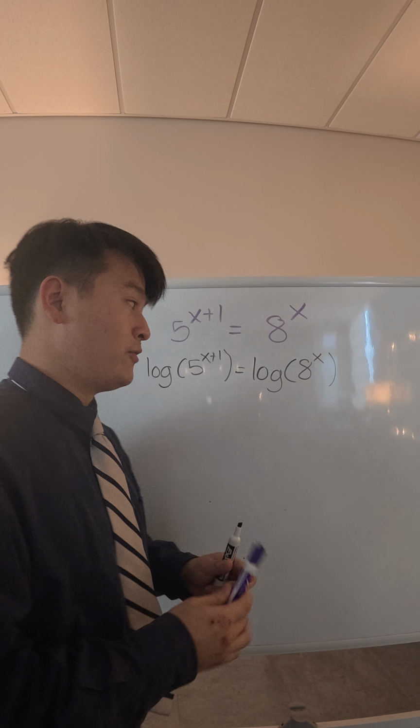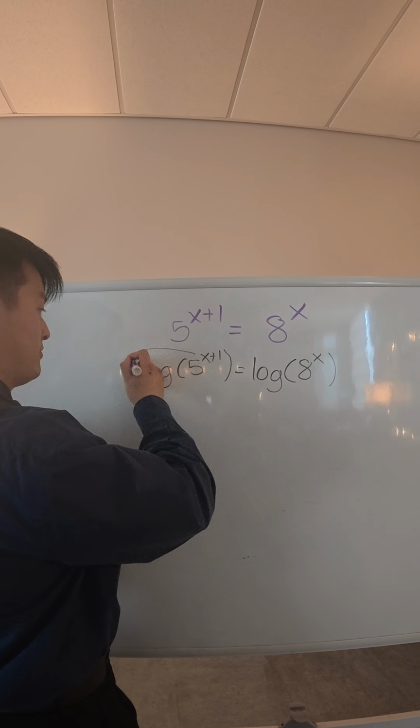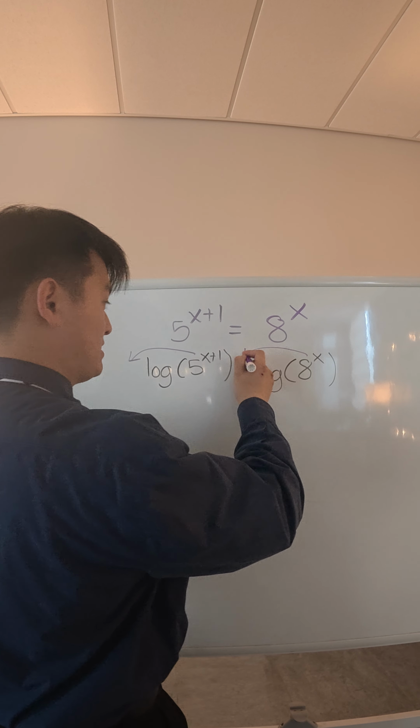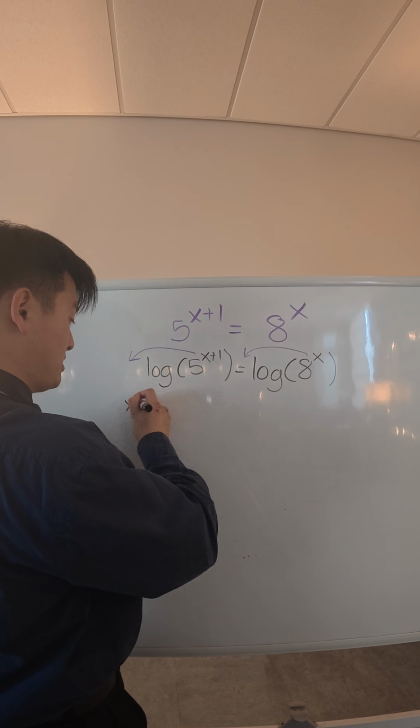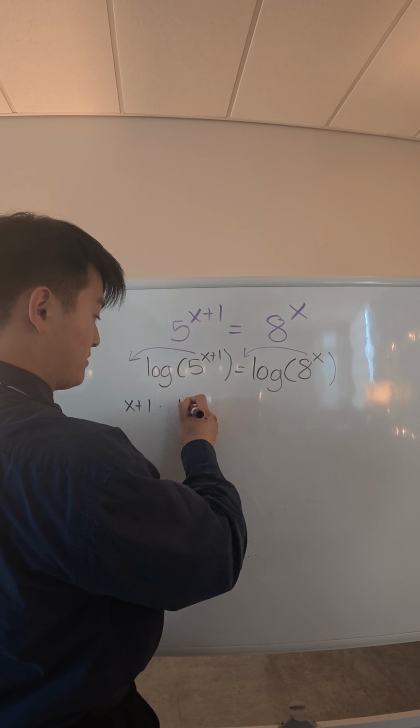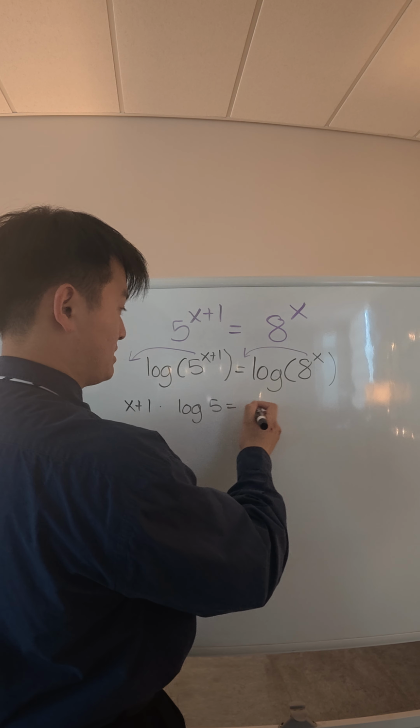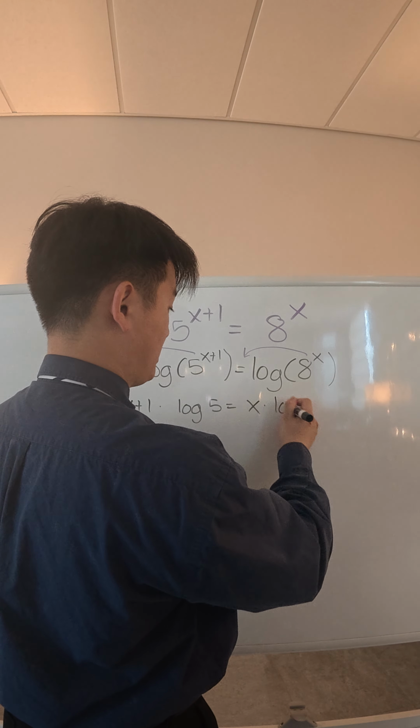Just like the rule from before, you're going to move the powers like before. So the x goes in front, the x plus 1 also goes in front. That would give you x plus 1 times log of 5 equals x times log of 8.